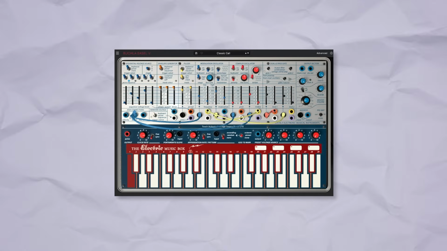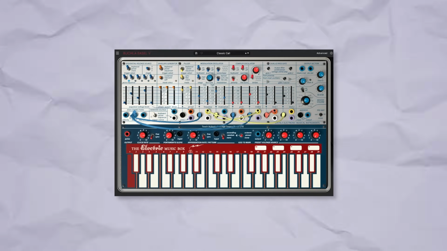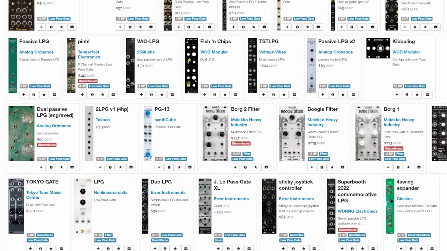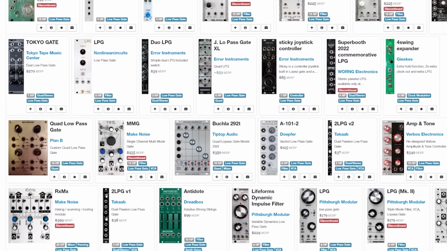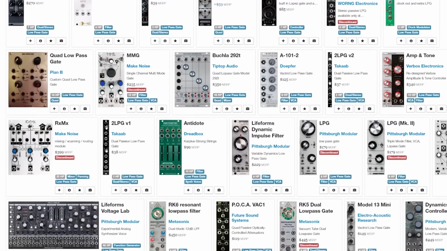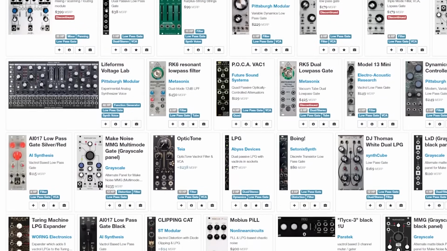So in the past, we basically just had the Buchla West Coast synthesis concept, quad low-pass gate. People were making these bongo sounds. It was amazing. But now, we have low-pass gates all over the place. We have low-pass gates of every shape, every size. We have passive ones, we have simple ones, we have cheap ones, we have really expensive ones.